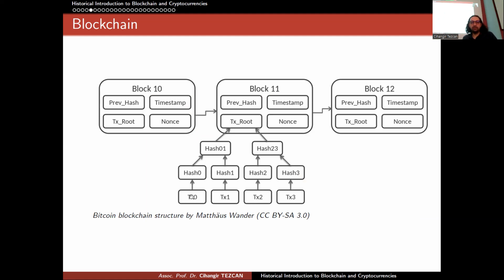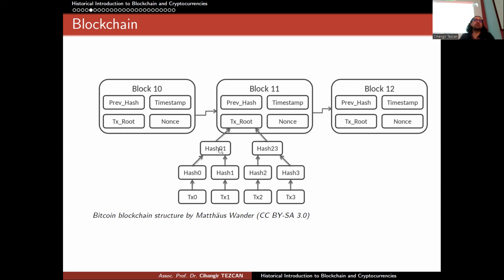And all of this transaction data is kept as your block data, and there's also the block header. So the whole thing is called a block, but it consists of two parts, the headers and the block data. So your transactions are your block data. And you take the hash of these transactions, then you pair them and take their hash again.